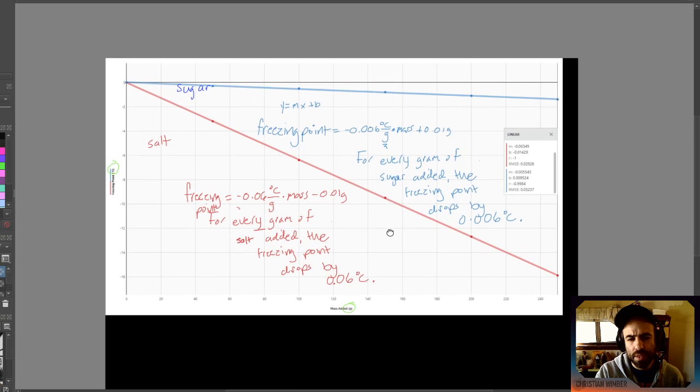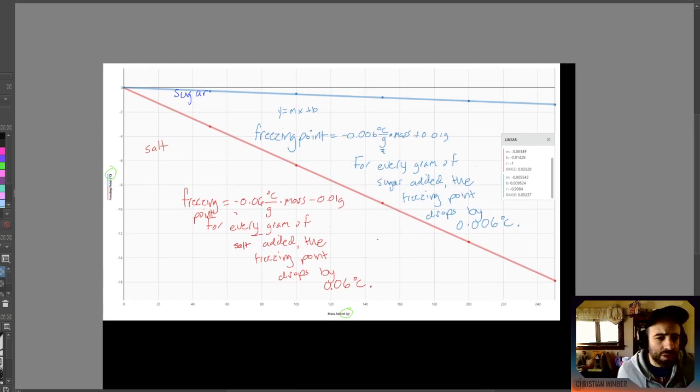So let's look at this, what this means. Sugar seems to be a lot less effective than salt at changing the boiling point or freezing point. Salt seems to have a 10 times larger effect.